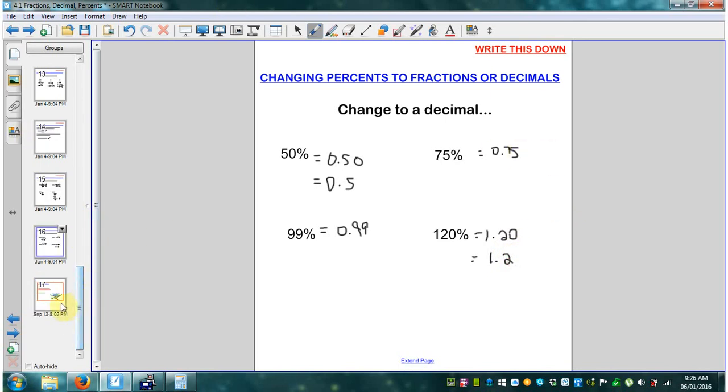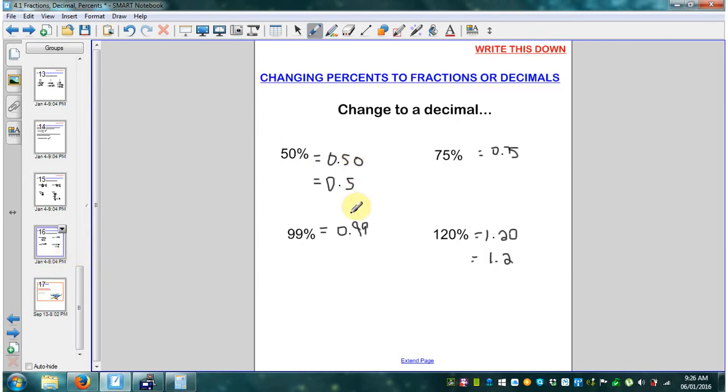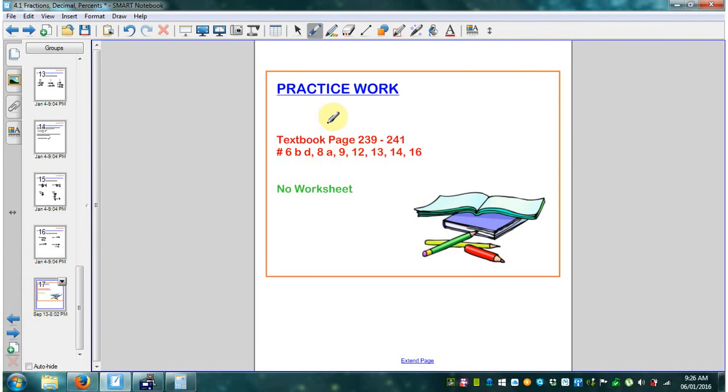Okay, now we're ready to do some practice work. This looks like a lot of practice work, but a lot of them are pretty simple. For example, all of these questions only took about a second to do each, so they won't take you too long. In your notebook, make sure you write down the page number and what numbers I want you to do, so you don't have to come back to the video. So good luck with this practice work, and please let me know if you have any issues.